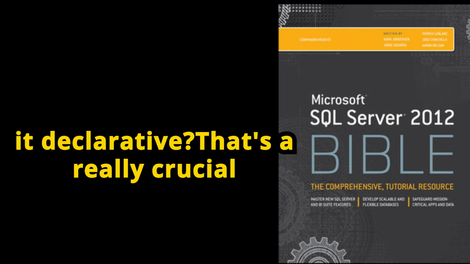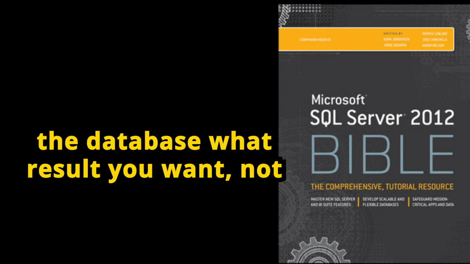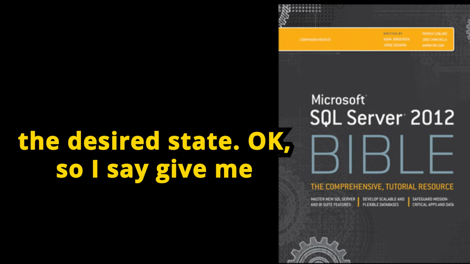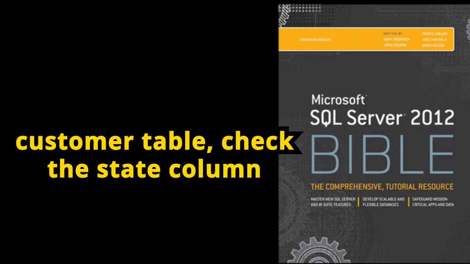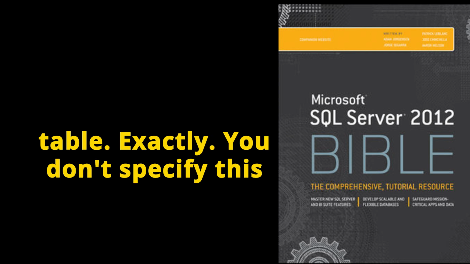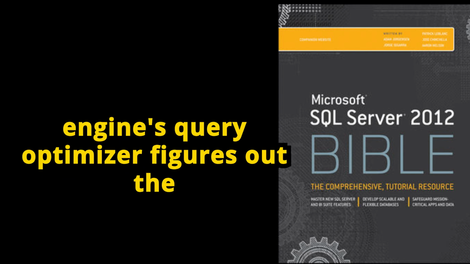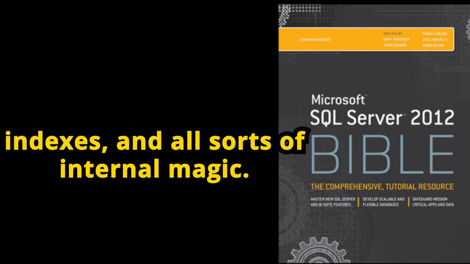That's a really crucial distinction. Declarative means you tell the database what result you want, not how to go about getting it. You declare the desired state. Okay, so I say, give me all customers in California, not scan the customer table, check the state column for CA, put those rows in a temp table. Exactly. You don't specify this step-by-step execution plan. The database engine's query optimizer figures out the most efficient how based on statistics, indexes, and all sorts of internal magic.